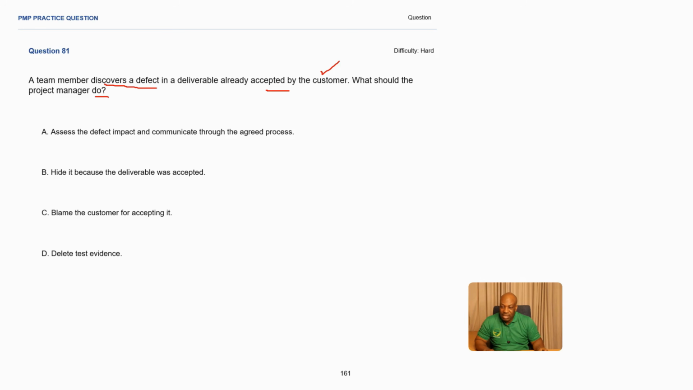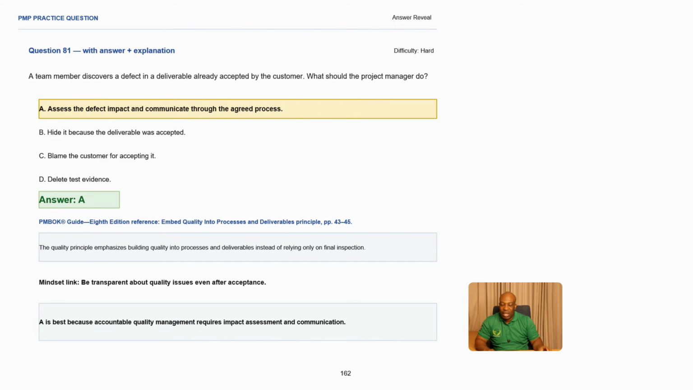So A, assess the defect impact and communicate through the agreed process. Okay, this one makes sense if you're assessing it first. Hide it because the deliverable was accepted. You don't hide anything in a project environment. Everything must be transparent. Blame the customer for accepting. Don't blame the customer. Work with the customer. We do projects for the customer. Okay? So this cannot be the answer. Delete test evidence. Don't delete anything in a project. Be ethical. Okay? So the best answer here is A.